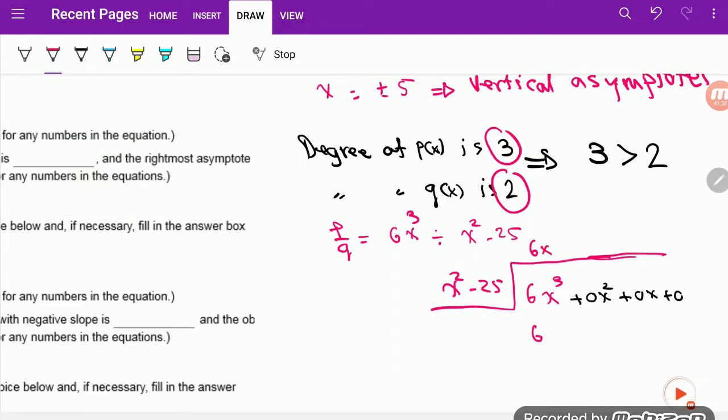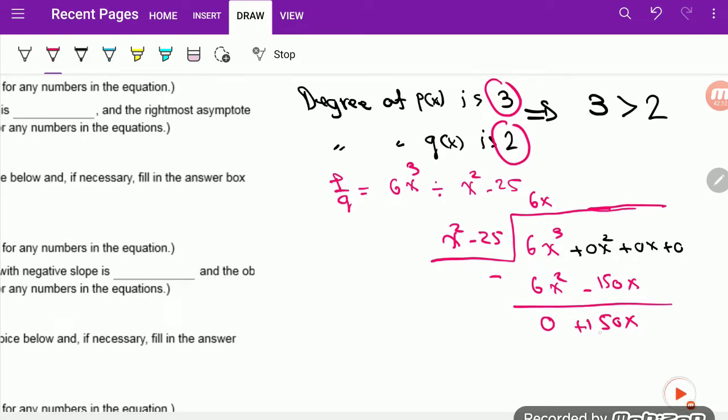And then I'm going to multiply: 6x cubed minus 0 x squared, minus 150x. Then I'm going to subtract. So this is 0, and this is positive 150x. Then divide again. Can we divide 150x? I cannot divide because this has a degree of 1, the remainder now, and the divisor has a degree of 2. So we cannot divide because the remainder has a lower degree than the divisor. So we stop.